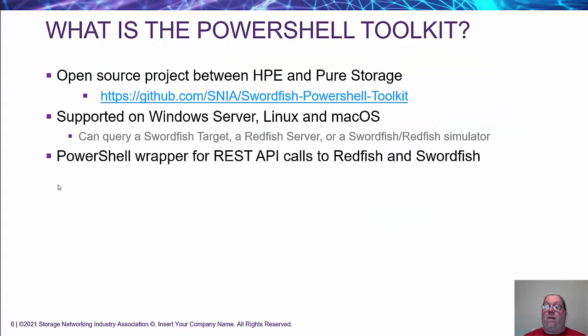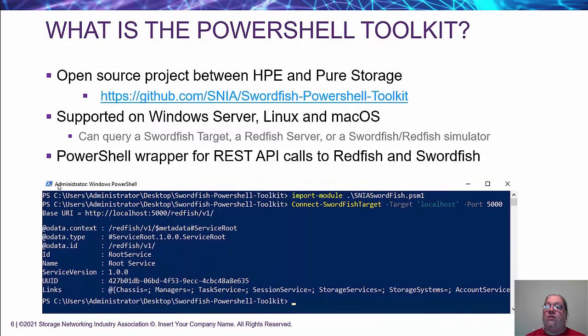Now, there's the PowerShell Toolkit that I talked about. It was actually a little open source project we started between HP and Pure Storage, and it was designed so it could run in PowerShell on Windows, Linux, or Mac, but it can query a Redfish target, a Swordfish target, or a Swordfish Redfish emulator. It doesn't care. It doesn't even know it's talking to one or the other. So it'll just talk to those devices and gather all the information you want. The nice thing is, it brings back the REST API information and the JSON data as a raw object. So a PowerShell object and a JSON object are really the same thing. They actually convert back and forth to each other very readily. And I'll show you what that looks like.